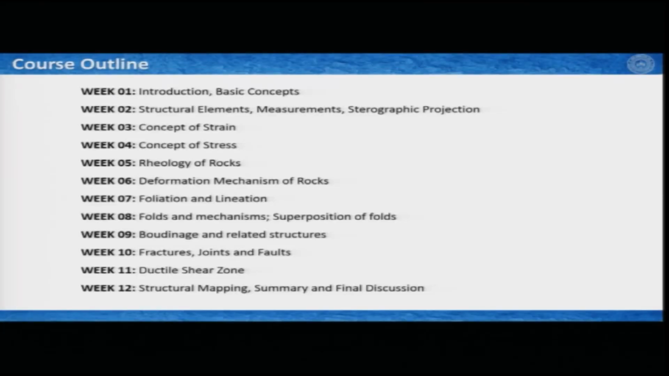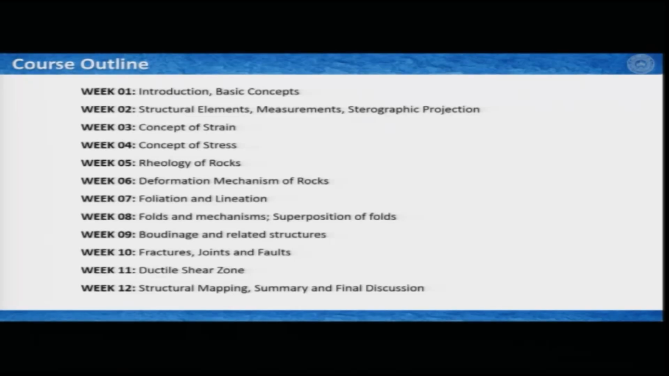This is the course template, or course outline, of this structural geology course. The course is designed mostly following the general undergraduate courses that are followed in India and globally. So it's a 12-week course. Initially we learn, at least in this lecture and in the next lecture, the introduction and basic concepts of structural geology.